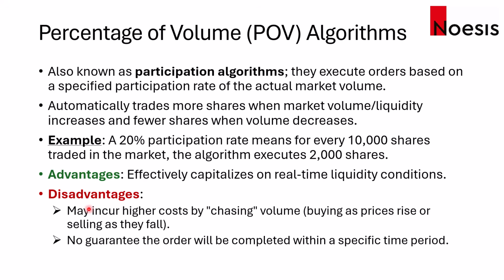However, there are two main disadvantages to keep in mind. First, it can be more expensive because it effectively chases volume. This means it might continue to buy as prices are moving higher or sell as they move lower. Second, there is no guarantee the order will be finished within a specific time period. If the market is dead, the algorithm stays quiet, which might leave you with an uncompleted order at the end of the day. So the POV is about matching the market's rhythm, even if that means sacrificing some certainty on when you will finish the trade.